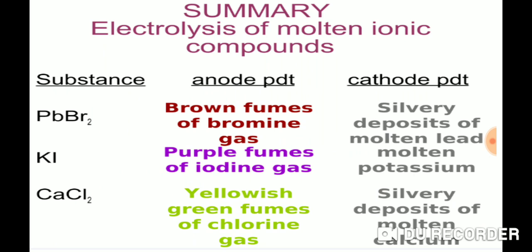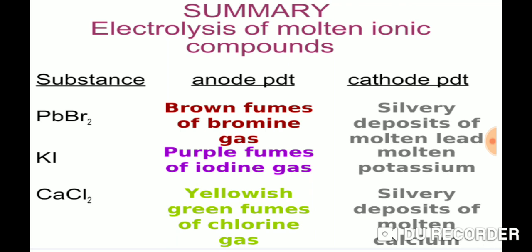Now, summary: electrolysis of molten ionic compounds. First is PbBr2, that is lead bromide: brown fumes of bromine gas at the anode, and a silvery deposit of molten lead at the cathode. If we take potassium iodide, we get purple fumes of iodine gas at the anode, and molten potassium at the cathode. For calcium chloride, yellowish green fumes of chlorine gas. Keep in mind the colors: PbBr2, bromine gas, brown; iodine, purple; and yellowish green fumes of chlorine gas.